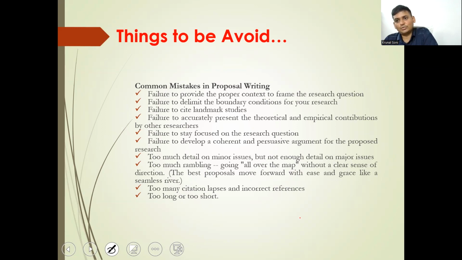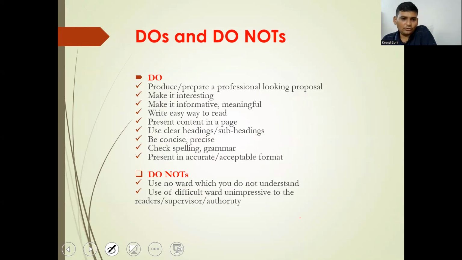And too long or too short, right? Your research proposal should be to the point, not too long, not too short. It should ideally be 6 to 7 pages, right? You need to write to the point and proceed accordingly. Do's and don'ts, right? It should have a professional look.